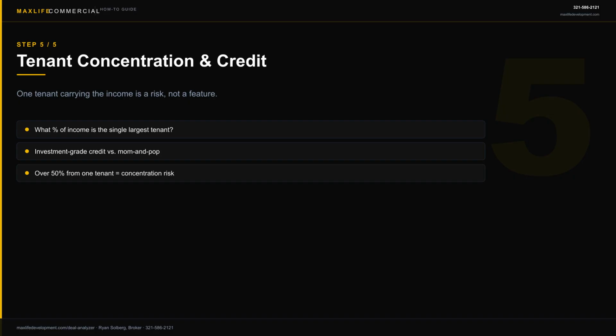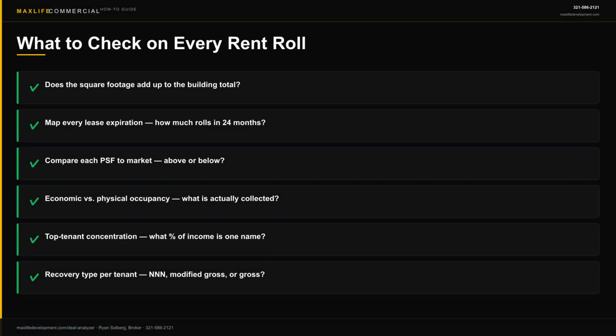3. Compare each tenant's rent per square foot to the market. Below market is upside, above market is where deals die. 4. Economic versus physical occupancy. How much rent is truly being collected, not just contracted? 5. Top tenant concentration. What percentage of the income rides on one name? And 6. Check the recovery type on every line. Triple net, modified gross or gross. Run that list and no rent roll can hide from you.